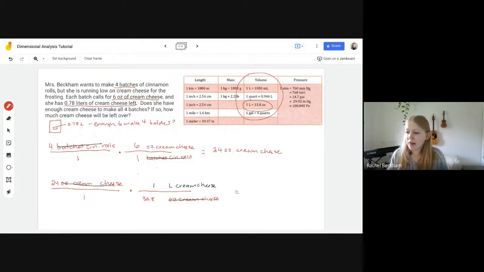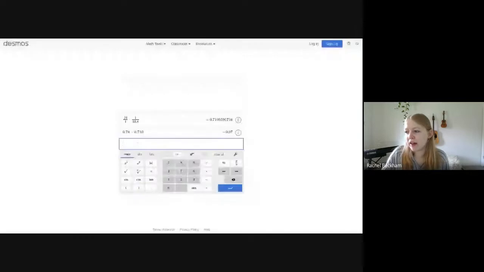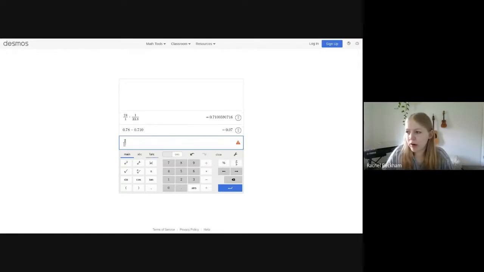So now I need to perform this. If you notice, there's a number on the bottom, it's not just the number 1. So I want to be safe, and I'm going to put this in my calculator. So really, we're doing 24 divided by 1 times 1 divided by 33.8. I'm going to go to Desmos calculator. I love this calculator, and I'm going to encourage you guys to use it too. So I'm going to click this little fraction button right here, A over B, and it was 24 over 1. And then I'm going to click the arrow to get out of the fraction and say times, and then 1 over 33.8.